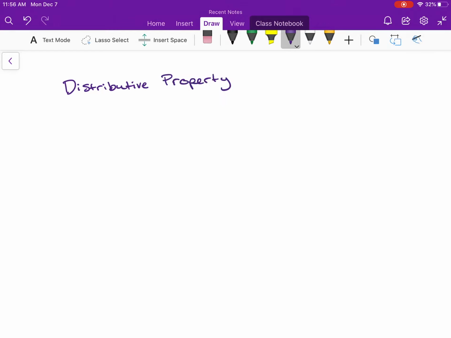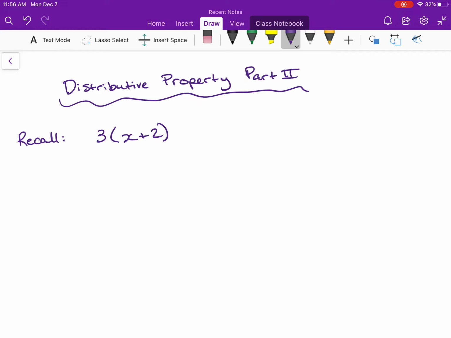And so if you recall, the distributive property was when we used it when we had something like this. Instead of thinking about x plus 2 plus x plus 2 plus x plus 2 and combining all the like terms, we actually just use the distributive property and multiply 3 times x, which would be 3x, and then 3 times 2, which would be 6. And so we found that that could be very useful. We practiced using it.